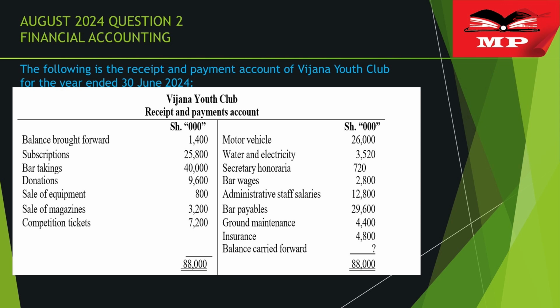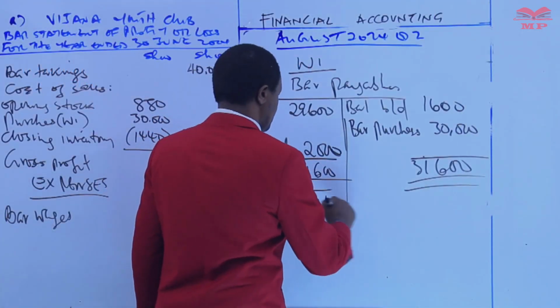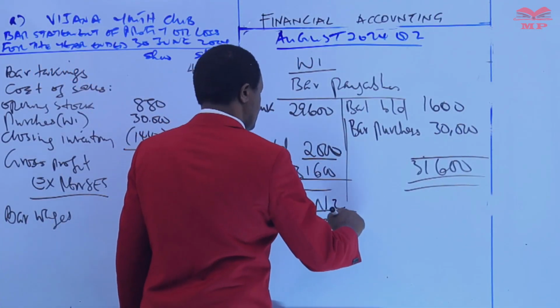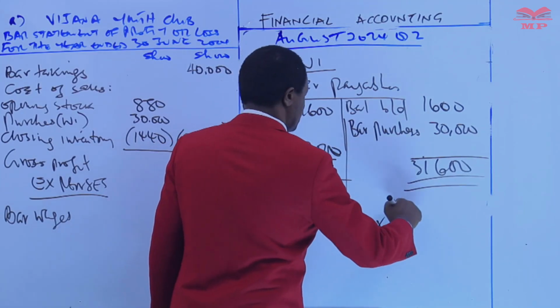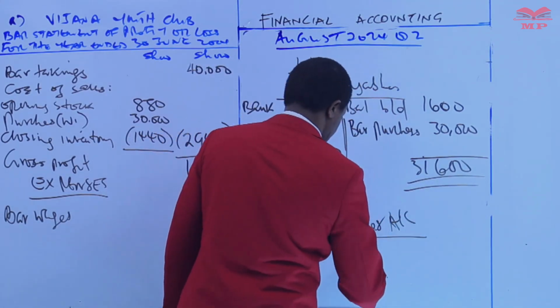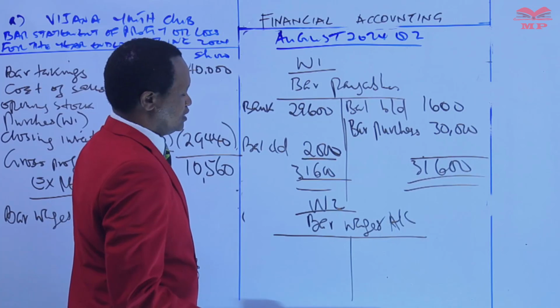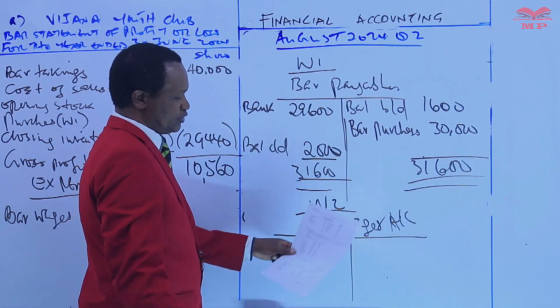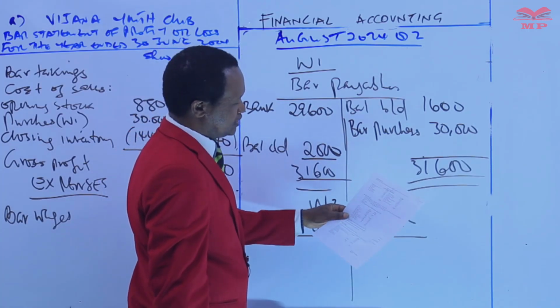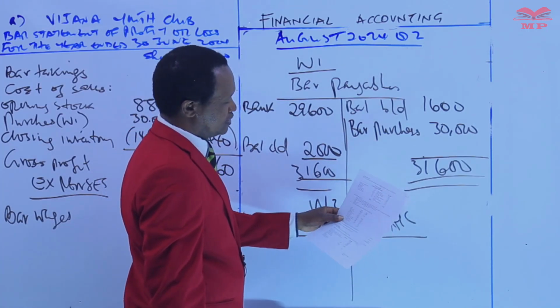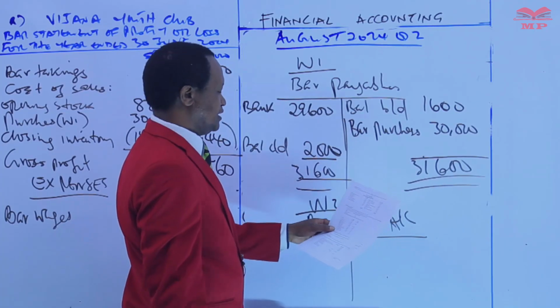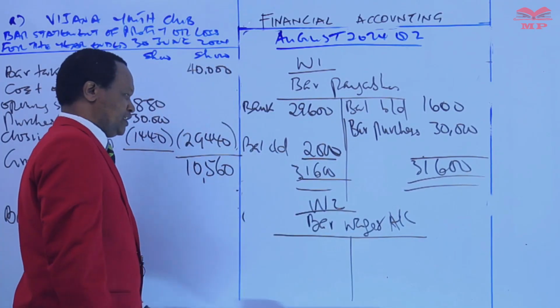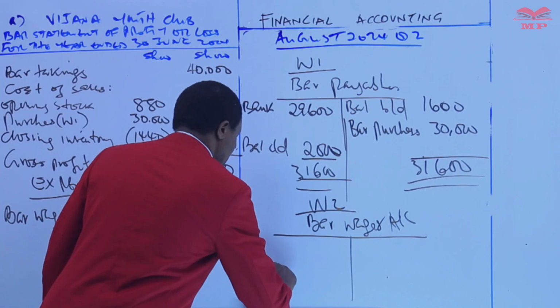Yes, there is 2.8 in the receipts and payment. So we need a working. This is working number 2. Bar wages account. There is no balance at the beginning, but we have a balance of accrued wages, 600,000 at the end. So balance accrued at the end on an expense account, we debit at the end.